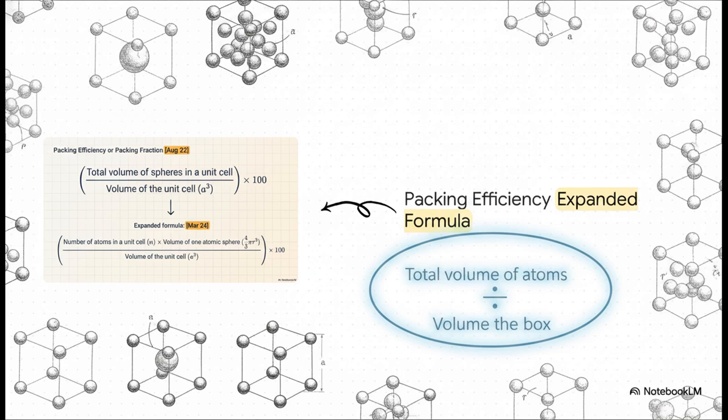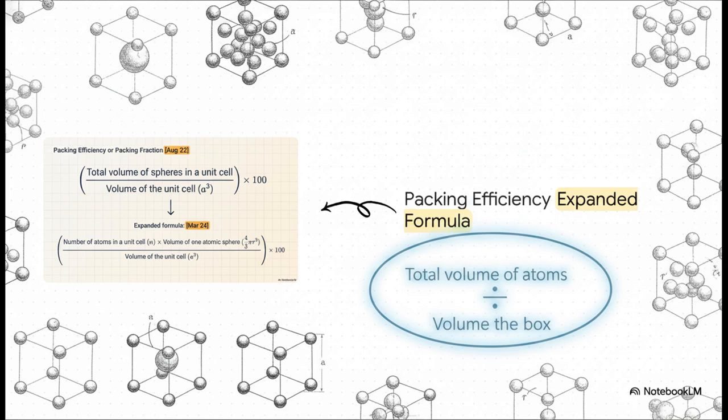Packing efficiency or packing fraction, from August 22: total volume of spheres in a unit cell divided by volume of the unit cell, A cubed, multiplied by 100. Then we have the expanded formula from March 24: number of atoms in a unit cell, N, multiplied by the volume of one atomic sphere, 4/3 pi r cubed, all of that divided by the volume of the unit cell, A cubed, multiplied by 100.